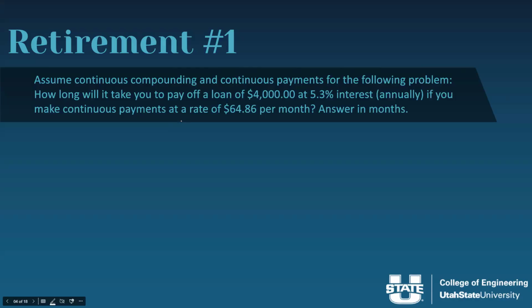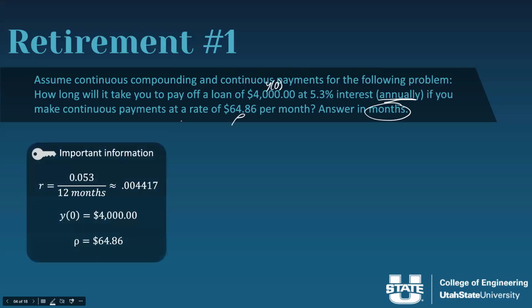Okay, so reading through this problem, the amount we want to pay off is $4,000, and that's going to be our y naught. So we have that there. We have our interest rate as 0.053. That's kind of our r, but we have to make sure this is annual, and our answer needs to be in months. So we're going to have to convert that in a second. And then our rho is how much we put in each month, right?